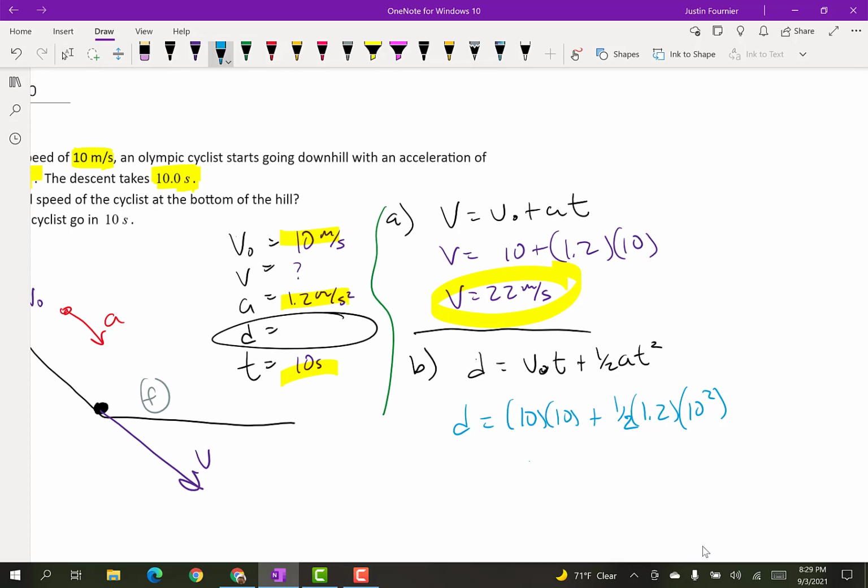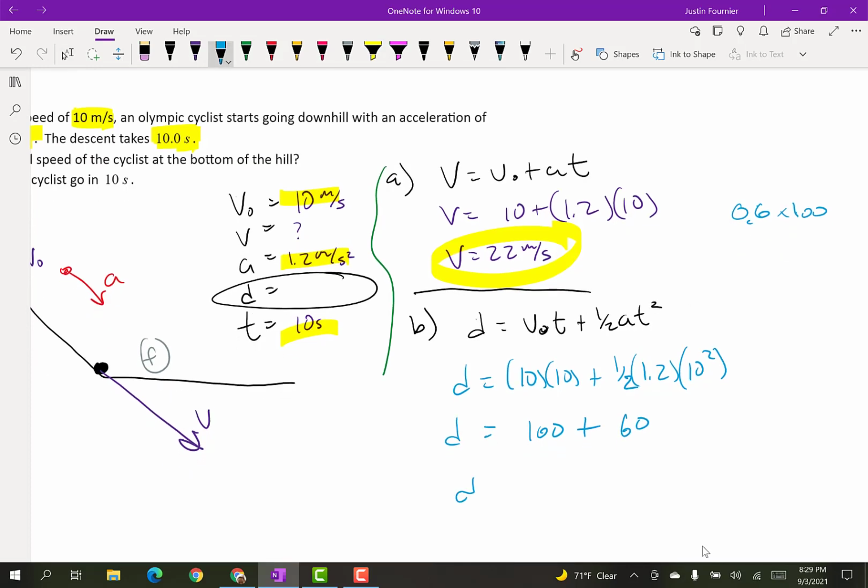So I know that this is going to be 100 plus, let's see, 1/2 times 1.2 is 0.6, so it's 0.6 times 100. I think that gets me to 60. So I think the displacement is going to be 160 meters, and there's part B. I'm going to double check that really quickly. Yep, that's right.